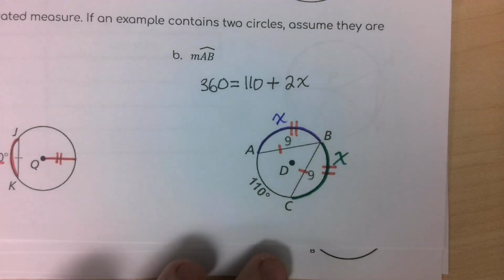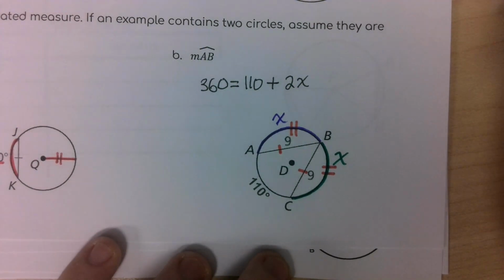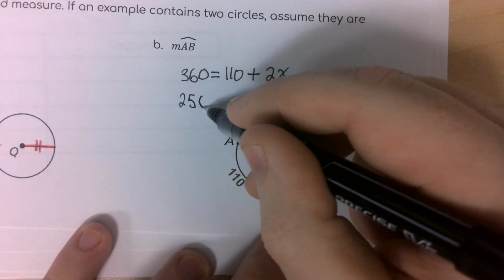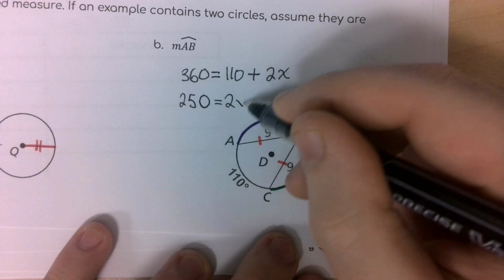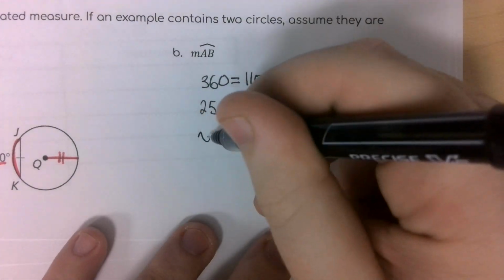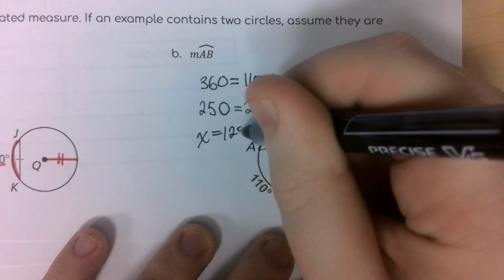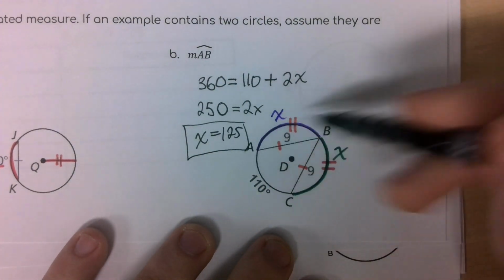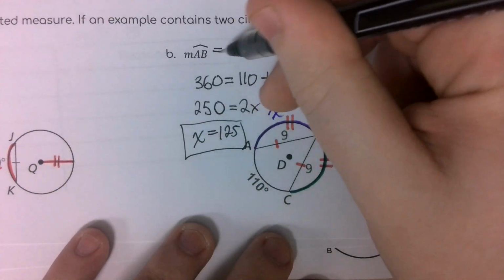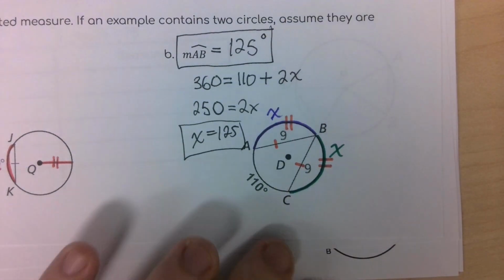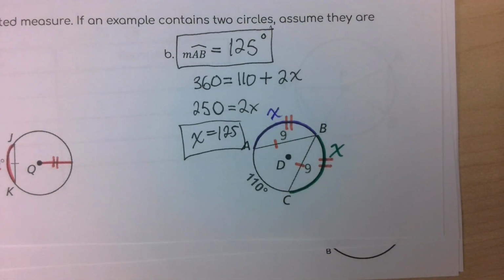We can solve this to find the measure of arc AB. First we would subtract 110 from both sides to get 250 equals 2x. Then we can divide by 2 to get x is 125. Since x is arc AB, we can see that arc AB is 125 degrees. Spectacular.